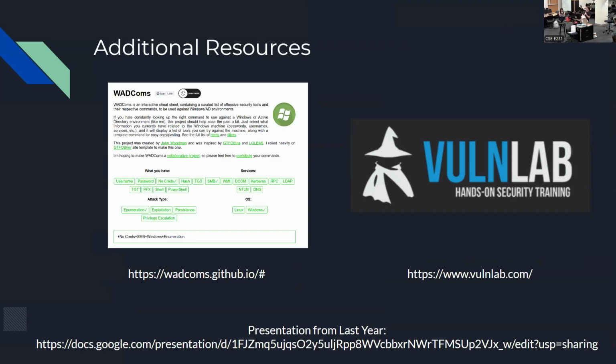Here's additional resources. So WADComs, you can pretty much plug in the creds you have, the services, the tag type, and the OS, and it will just give you the commands to find vulnerabilities and execute them. And VulnLab is pretty good about Windows training. And then down there, a presentation from last year on Windows hacking, and it is very good and goes a lot more in depth than mine. So I recommend checking that out.